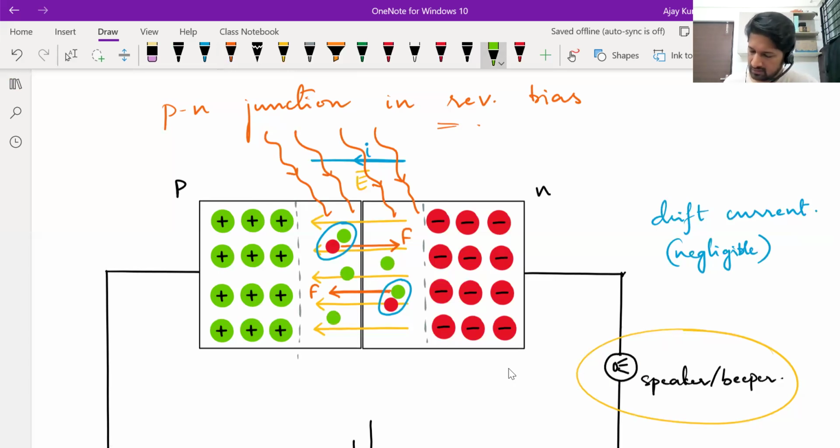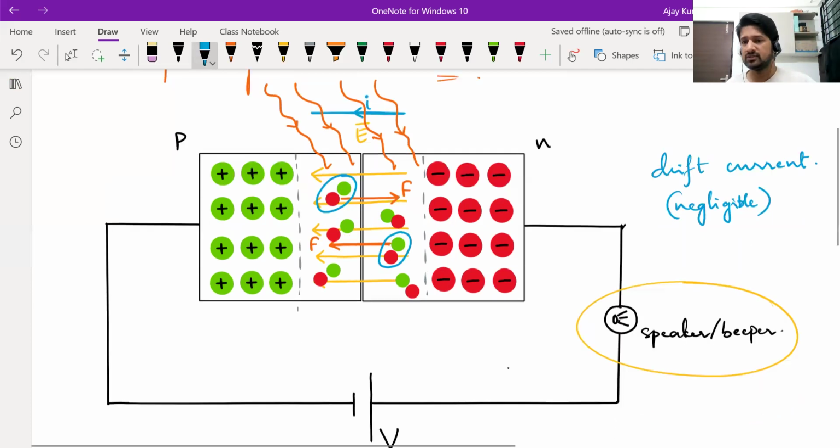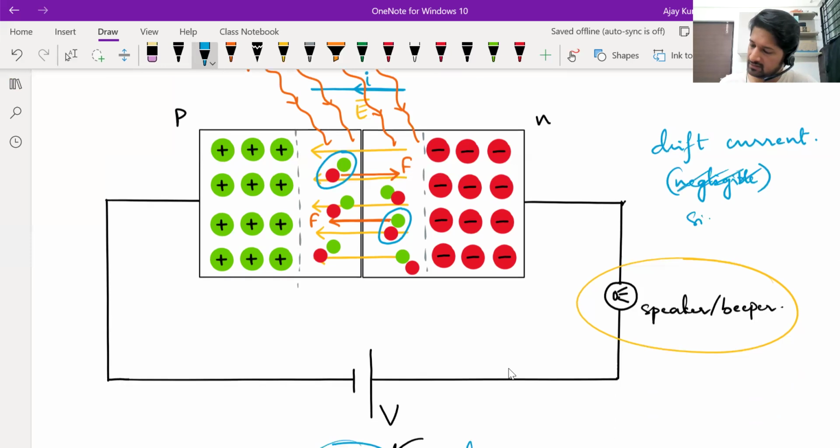So you will see a lot of conduction electrons being produced in the depletion region, and a lot of holes also being produced in the depletion region. And if there are a lot of charge carriers present in the depletion region, it will give rise to significant reverse bias current. Once the radiation is switched on, the drift current becomes significant, meaning the reverse bias current becomes significant. Electron is going from P to N, meaning current is going from N to P. So a lot of current starts flowing this way. And if current flows through this circuit, the speaker or the beeper will make a sound. So the alarm will get switched on.